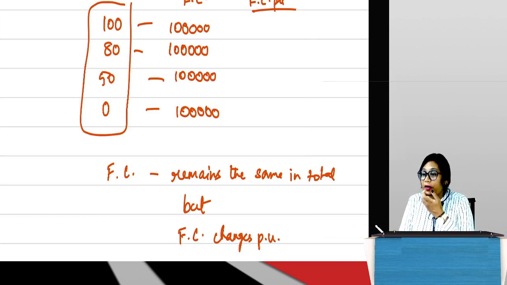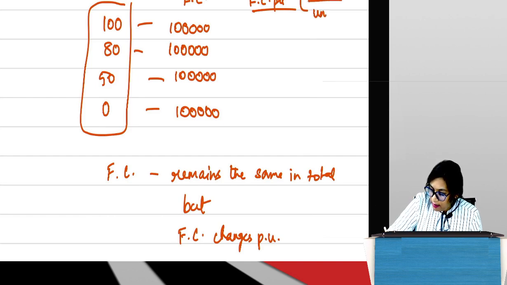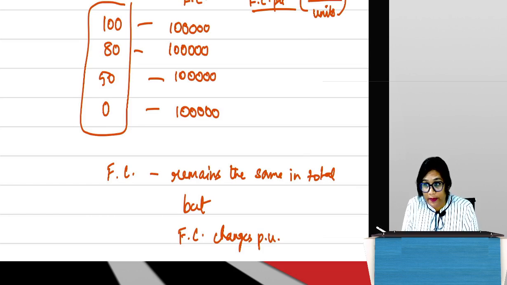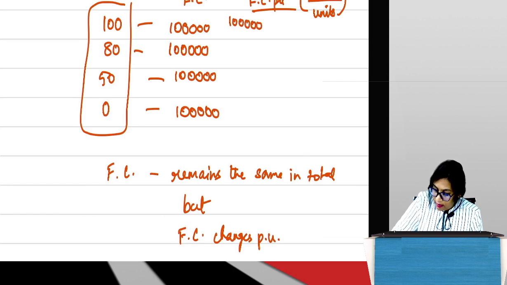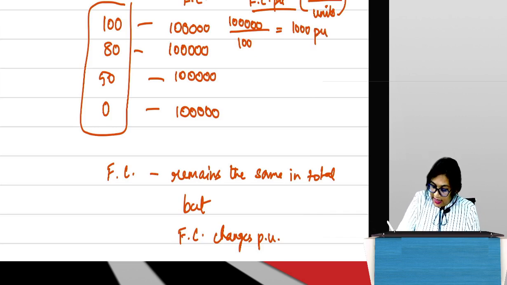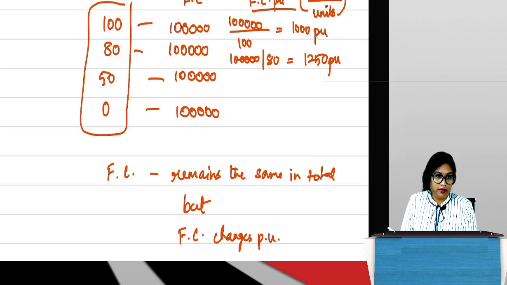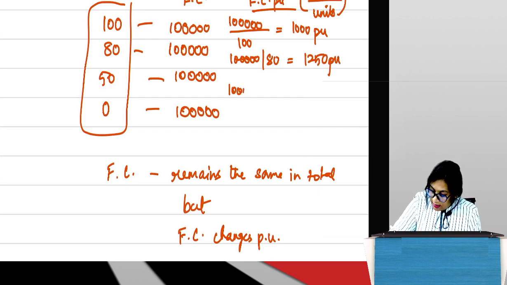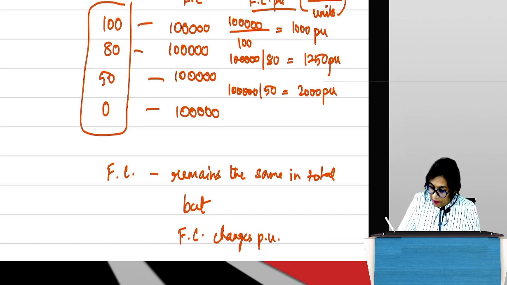So here if you calculate the per unit cost, how will you calculate? Total fixed cost divided by number of units, correct? So in the first case, what will your fixed cost per unit be? It will be 1 lakh divided by 100. So 1000 per unit. Next case, 1 lakh divided by 80. How much do you get? 1250 per unit. In the third case, 1 lakh divided by 50, 2000 per unit. And in the fourth case, 1 lakh divided by 0.